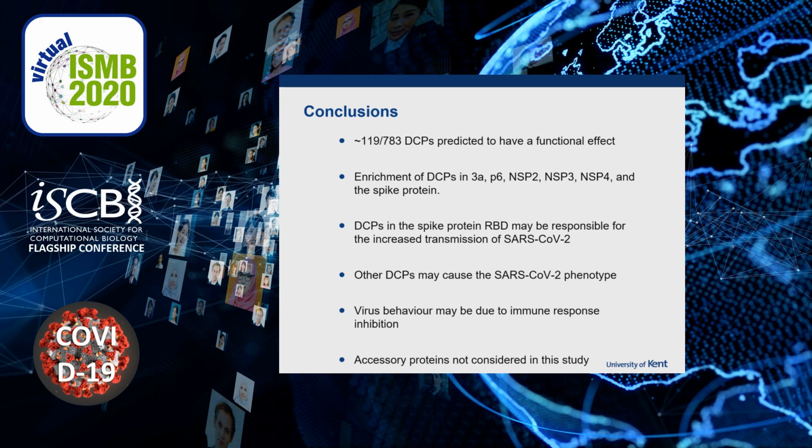But the virus behaviour may also be due to immune response inhibition or other host factors. And lastly, there are some accessory proteins which aren't considered in this study, as they lacked a shared homology with SARS-CoV, but we do cover the vast majority of the proteins, so 23 out of 29 of them, and we feel this is enough to get the vast majority of the virus protein functions compared.